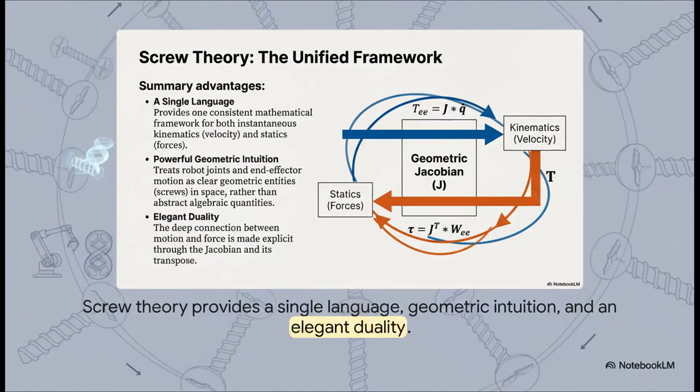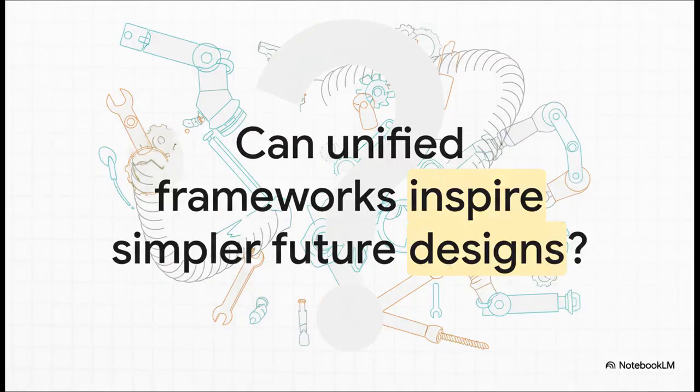So, let's just recap what we've seen. Screw theory gives us a single, consistent language for talking about both motion and forces. It gives us this really powerful geometric intuition, letting us think about how robots move in a much clearer way. And maybe most profoundly, it reveals this elegant duality, this deep, fundamental connection between how a robot moves and the forces it deals with.